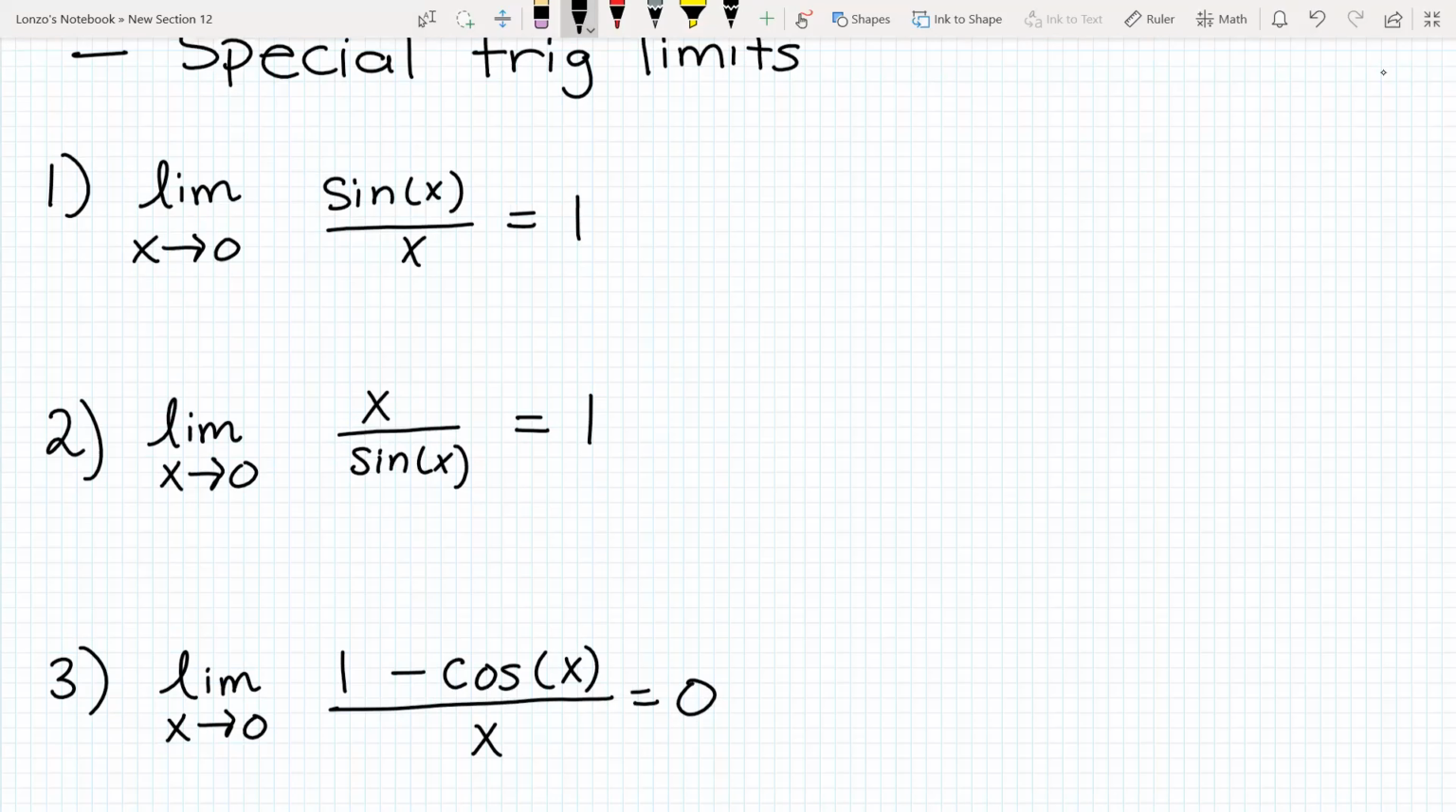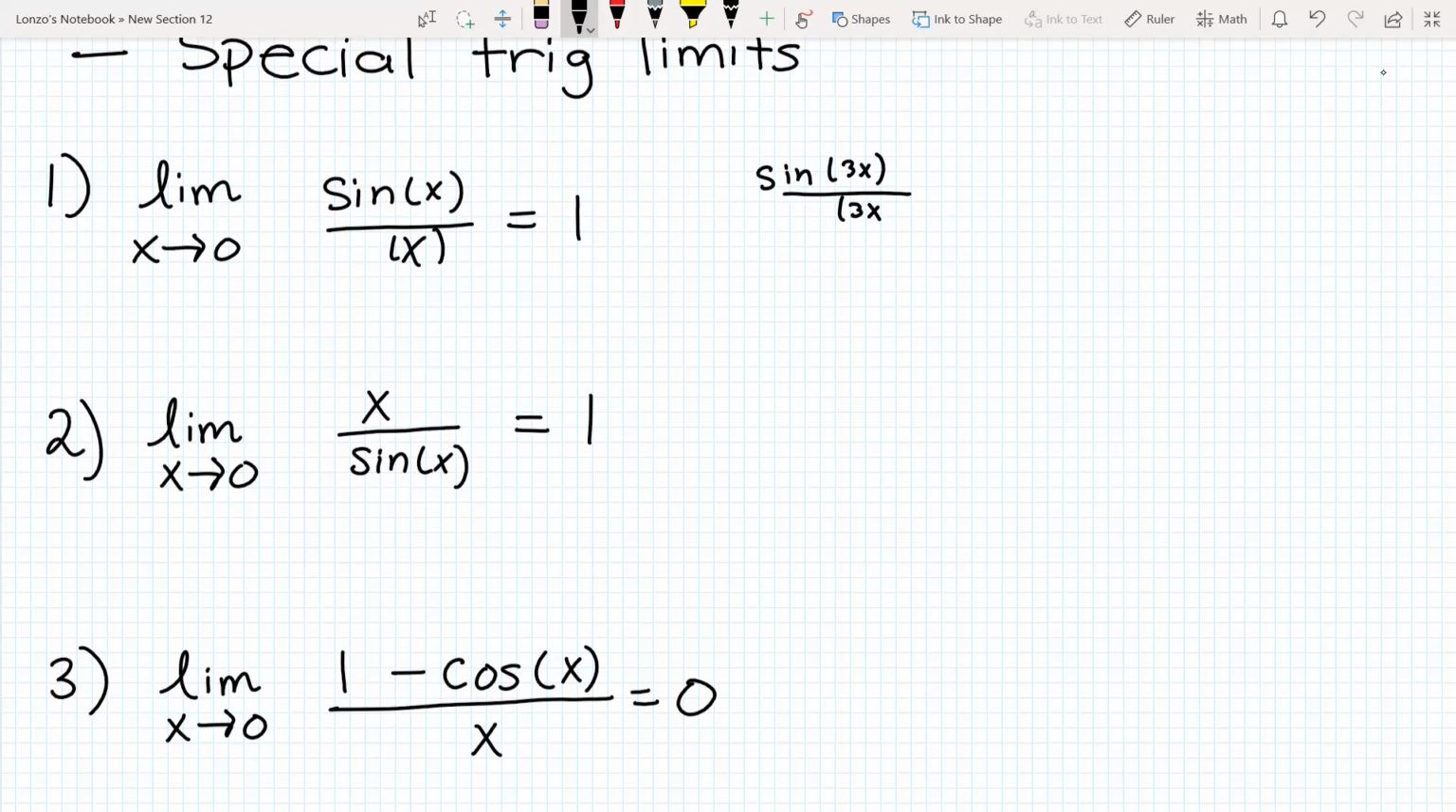So the first special trig limit is the limit as x approaches 0 of sine of x over x equals 1. Now, this is equivalent to saying something like sine of 3x over 3x, as long as the expressions in the parentheses are the same. That's your goal, is to make these the same.